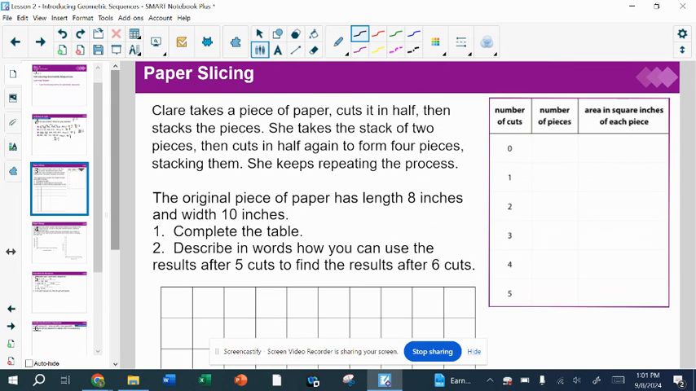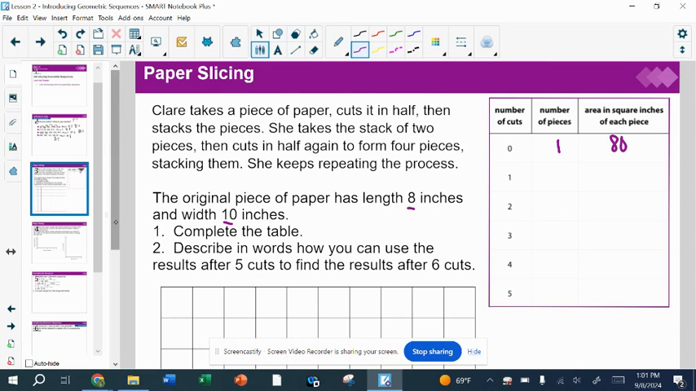So we don't necessarily have to draw all that out, or if we were actually doing this with paper, we wouldn't have to actually cut them 5 or 6 times, but we certainly could. So for this one, with 0 cuts, there was just 1 piece of paper. And the area of that, because it was 8 by 10, we find by multiplying, right? So 8 times 10, that would be 80 square inches for that 1 piece.